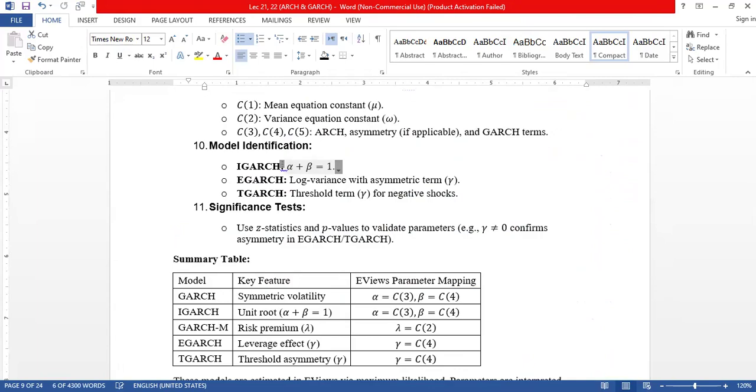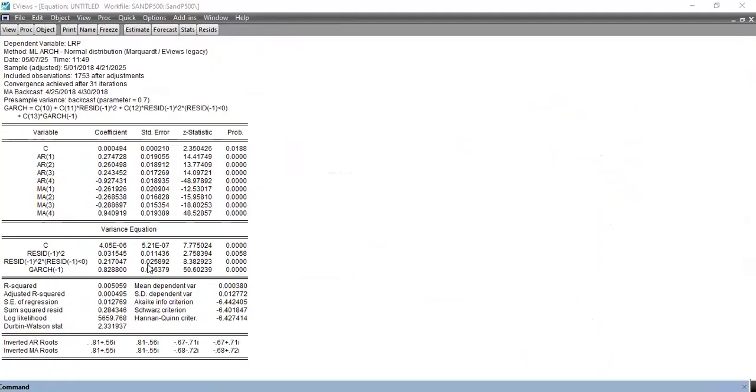This is going to tell you the leverage effect. The leverage effect is there. Yes, it is significant. This means that bad news is affecting the prices more than good news. So this is how you check the leverage effect.